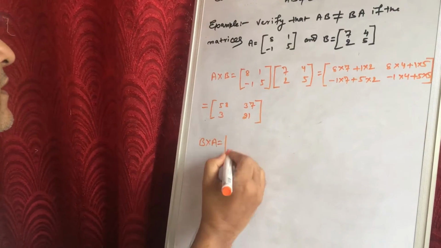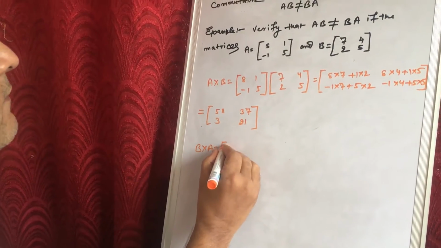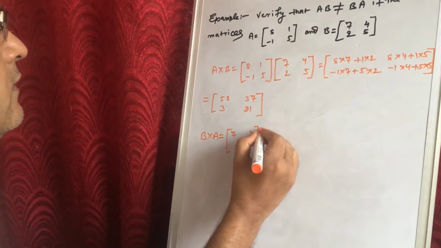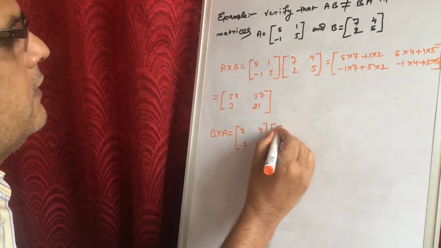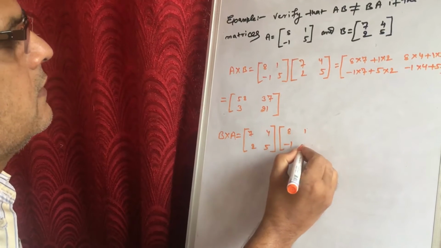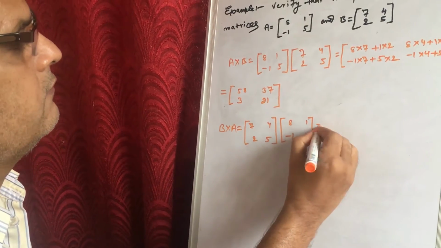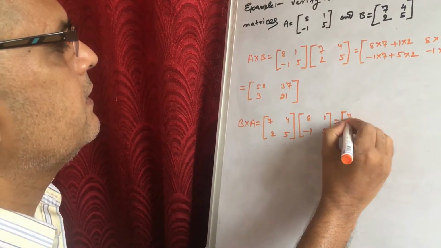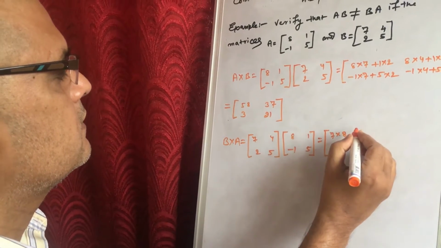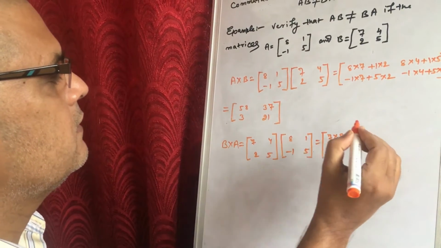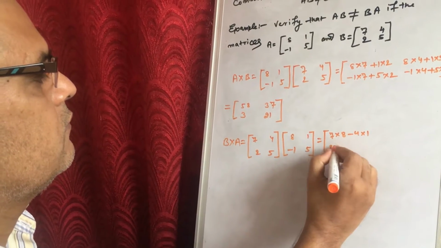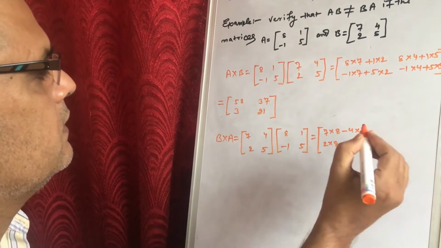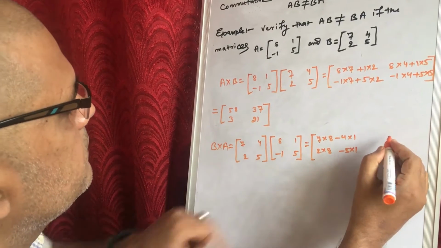B into A is this one. B is 7, 4, 2, 5. Into A is what? 8, 1, minus 1, 5. Now it will be what? It will be 7 into 8 minus 4 into 1, 2 into 8 minus 5 into 1.